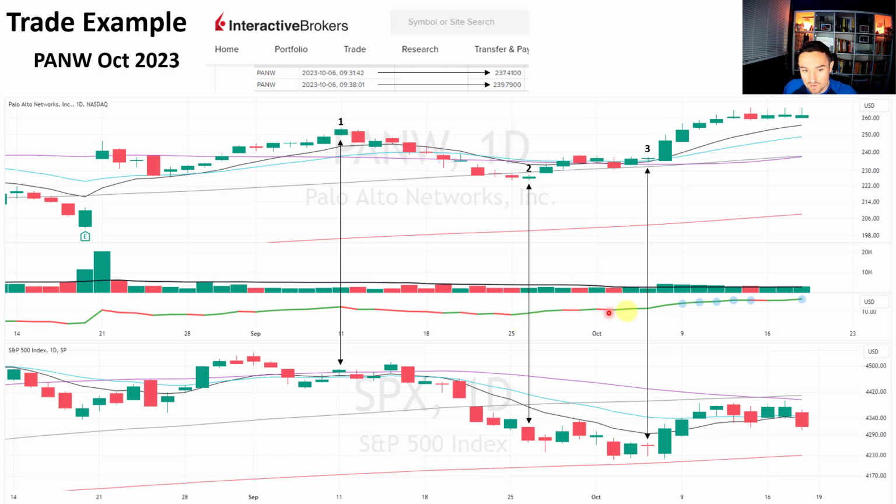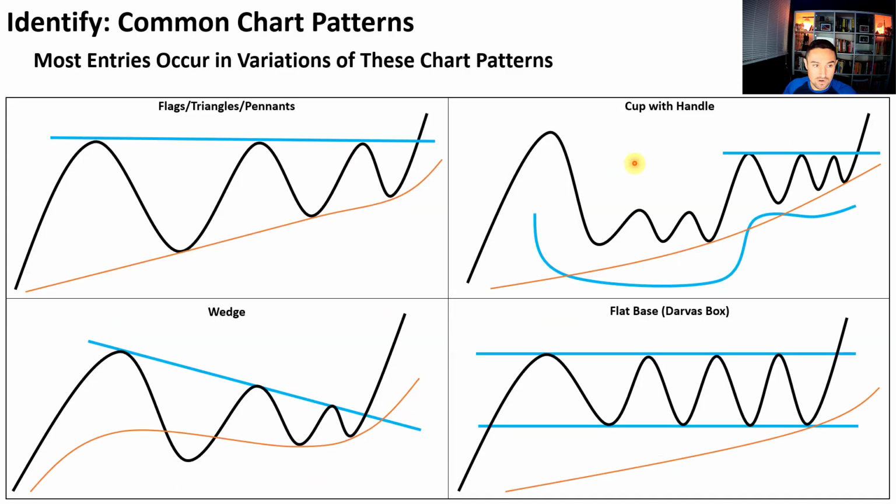But look at this relative strength line as well, a free tool on TradingView, you can find it. Look how the relative strength line is turning up here as Palo Alto is building the pivot. It's a really, really good setup.